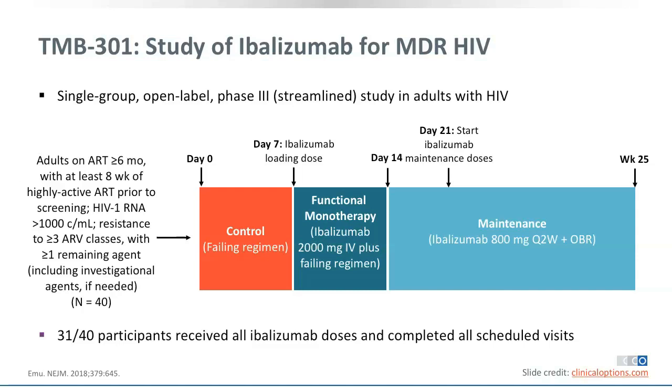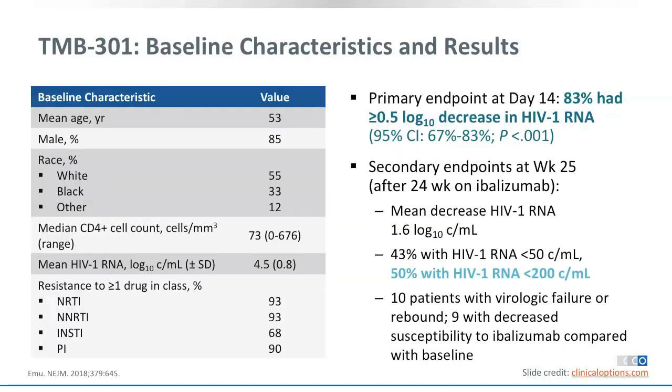So the way the trial worked was that people were maintained on their failing regimen for about a week, and then ibalizumab was added to their regimen, and they were followed for another week or so. And that's when they met primary endpoint analysis, meaning did ibalizumab being added to their failing regimen lead to a reduction in viral load? After the analysis, they were then switched to an optimized background regimen and were maintained on that up until day 21. And after that, they just had a secondary endpoint analysis at week 25 of being on an optimized background regimen combined with ibalizumab.